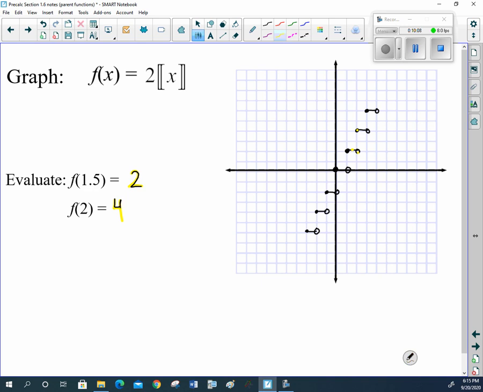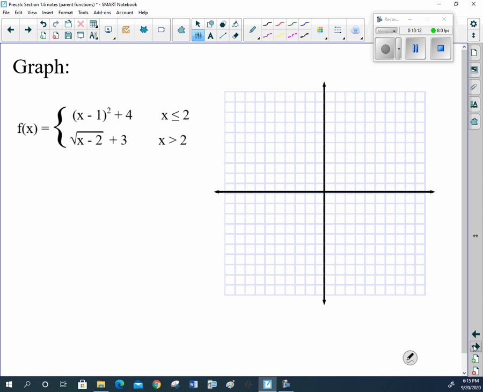So our answer is 4. All right, so that's kind of how the step function works. This one right here, now we're going to talk a little bit about piecewise functions.